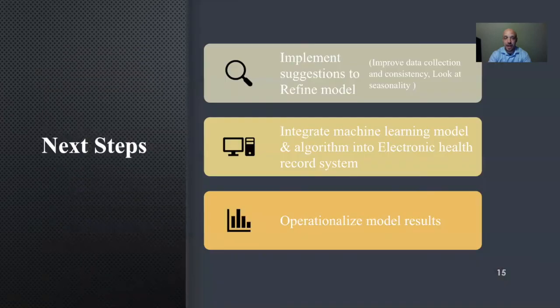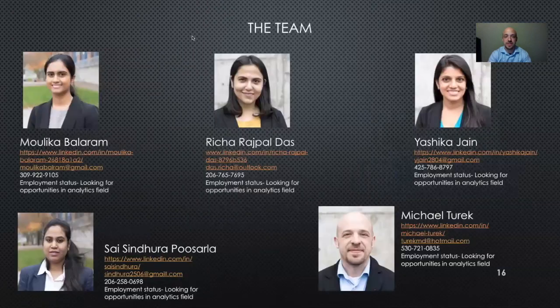In terms of next steps, we would recommend implementing the suggestions to refine the model, integrating the machine learning model and the algorithm into the electronic health record system, and operationalizing the model results. This could be, within a certain probability threshold, immediately establishing an appointment with the patient with a primary care physician, or utilizing virtual healthcare services.